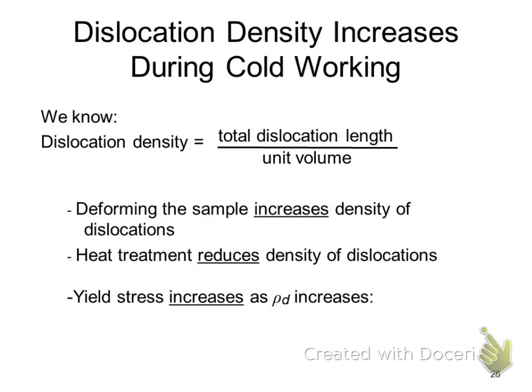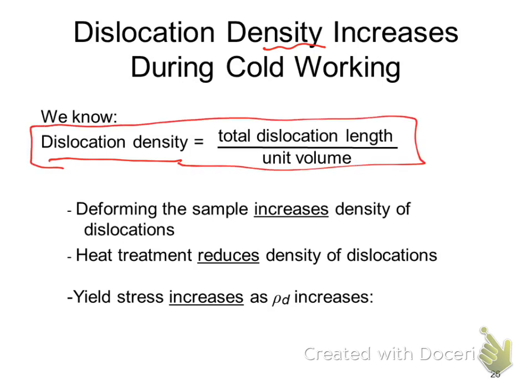We can calculate the density of this particular dislocation during the cold working. We know that this density, the dislocation density, is equal to the total dislocation length, and we're going to divide that by the volume. So you could look at it in terms of the initial density and the final density by looking at the initial volume and final volume as well as the length involved. Okay, we see that deforming the sample will increase the density of the dislocations.